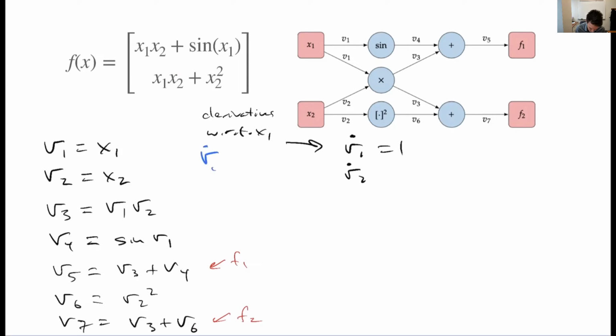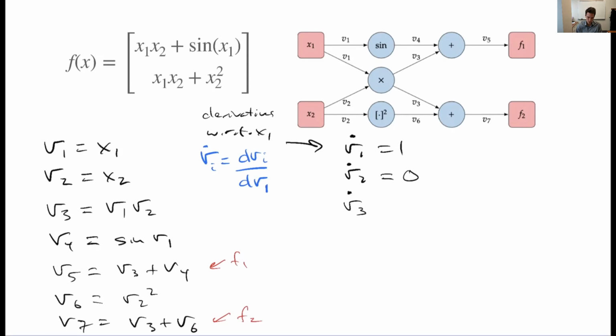v dot i is going to be dvi dx1. And it's only one for v1 in this case because we're doing the derivatives with respect to x1. We can only do one at a time. So v2 dot is 0. The derivative of v2 with respect to x1 is 0. Okay, so that's basically just initialization.